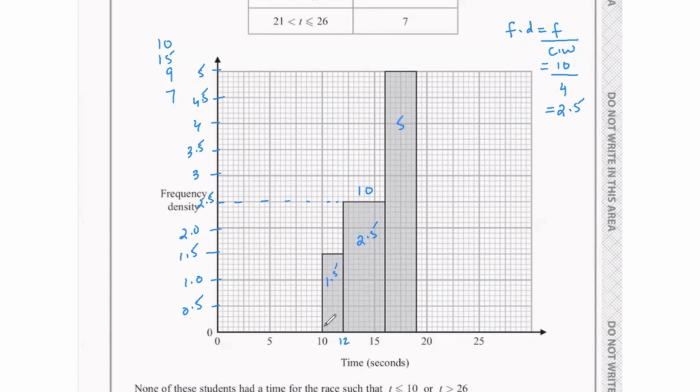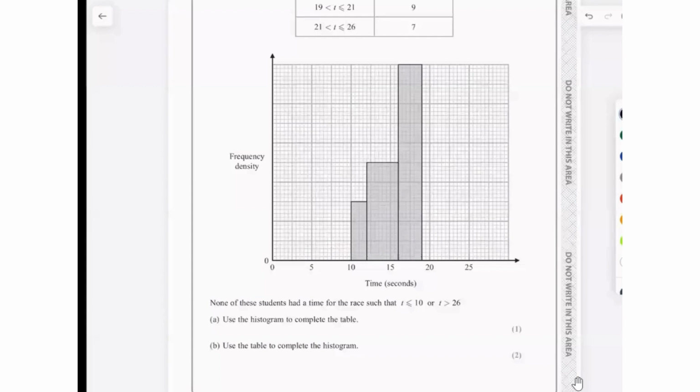So we can easily find the frequency for the interval 10 to 12 because we have the frequency density and we have the class width. So frequency will be 1.5 times 2, which is 3. So that is the frequency for the interval 10 to 12. Next, it's saying use the table to complete the histogram.